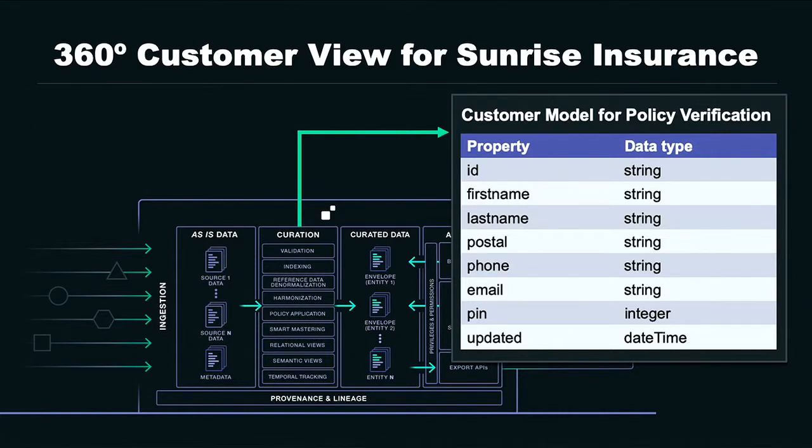So here you've defined the properties, exactly how you want your properties to be, and then the data types associated with those properties. And once you define your model, that is what drives the curation process. That's what allows you to create that 360-degree view, and then again, merge duplicate data as well.